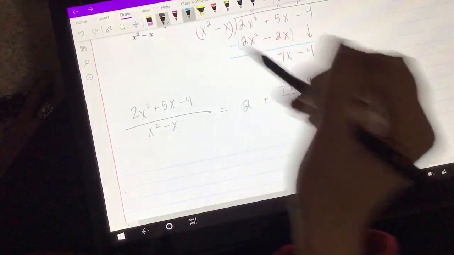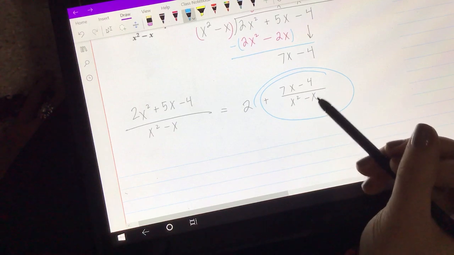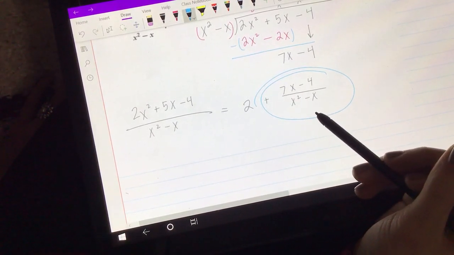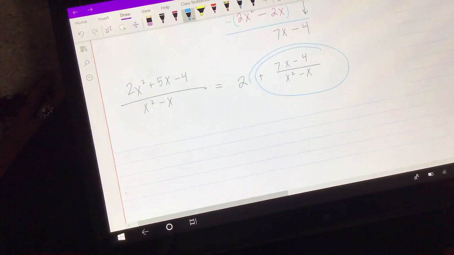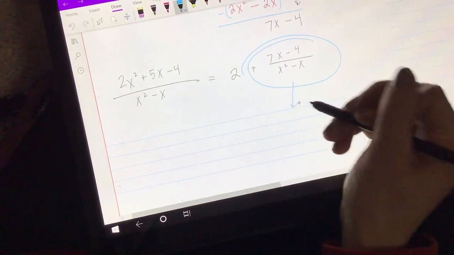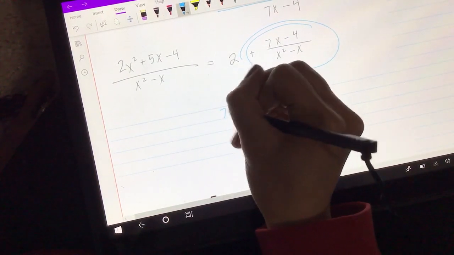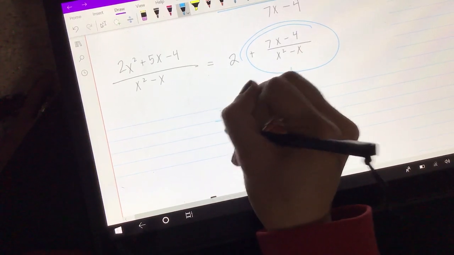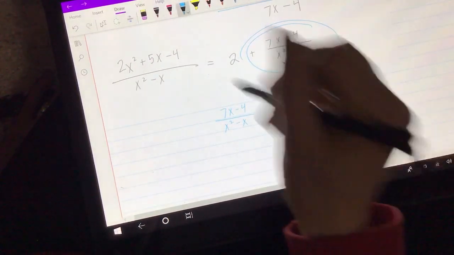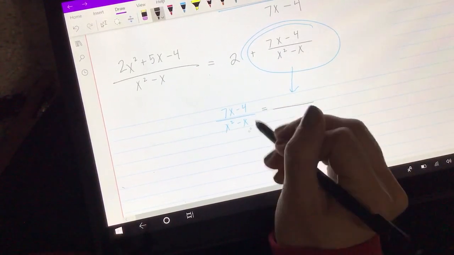From here, all you need to do is do the exact same steps that we did in example 1 on this leftover rational expression. So you can either write the 2 plus the whole time, or what I like to do is just come back to that. Just don't forget to come back to it. So we have 7x minus 4 over x squared minus x, and we're literally doing exactly what we did in example 1. So the first step, remember, is to factor your denominator.